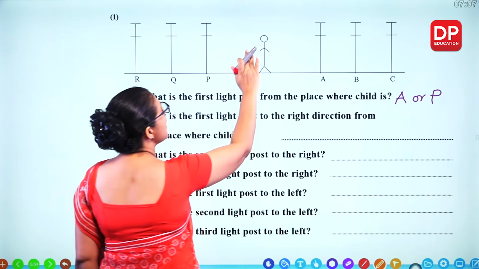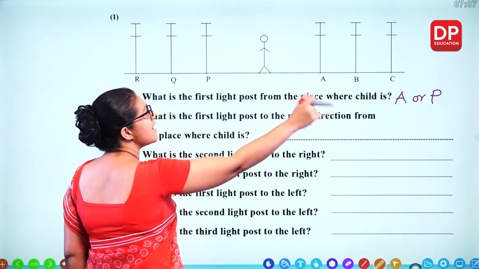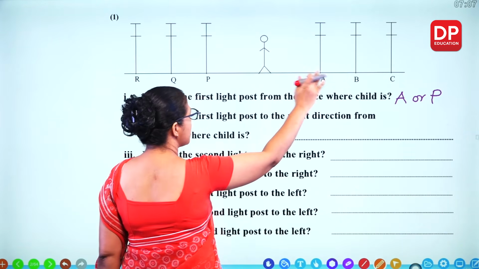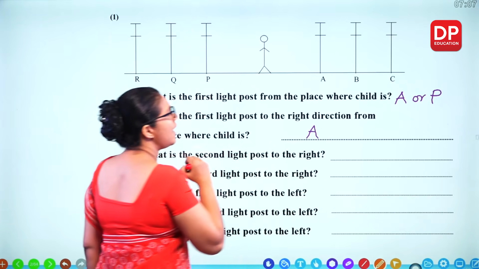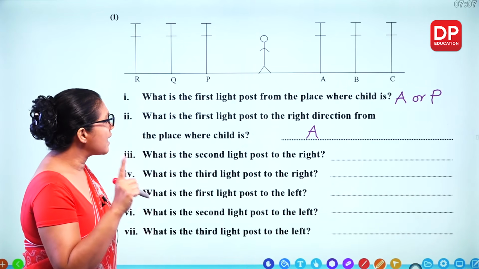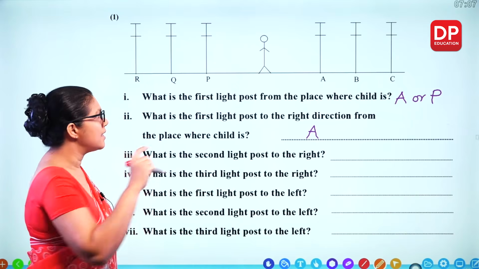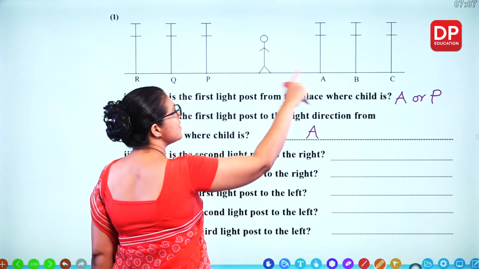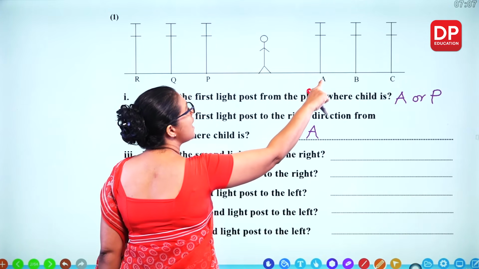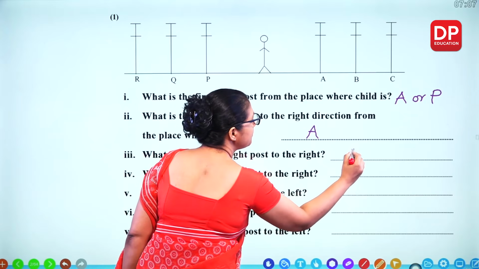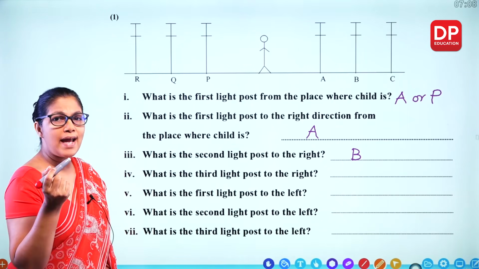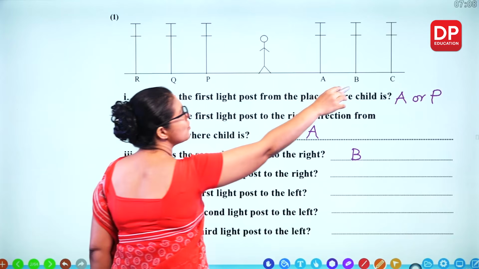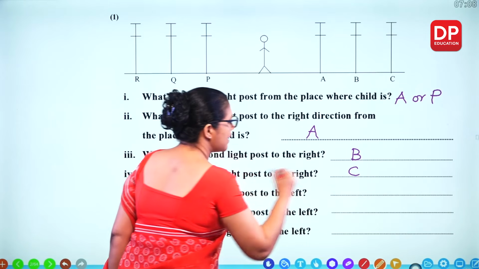If you take this, this is the right hand side, what's the first light post? That's A. What is the second light post to the right? We know right hand side is this way, so that's B. What is the third light post to the right? 1, 2, 3, that's C.